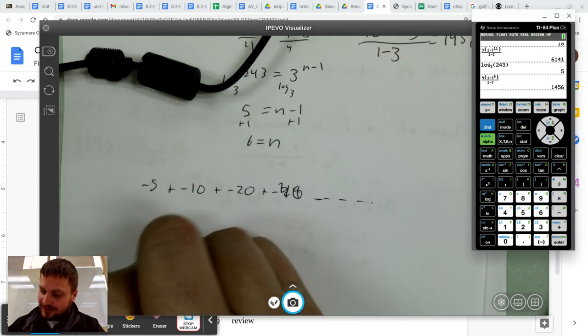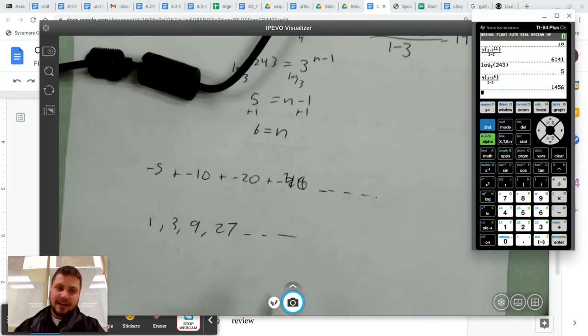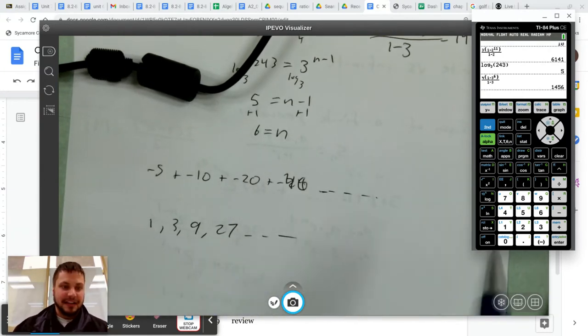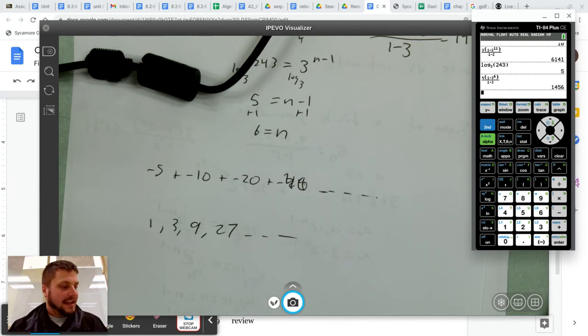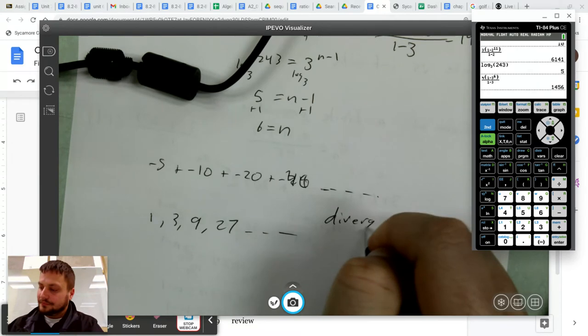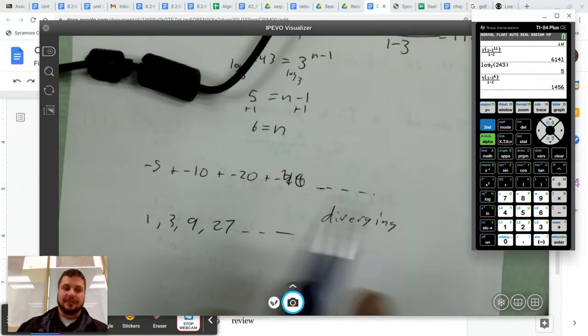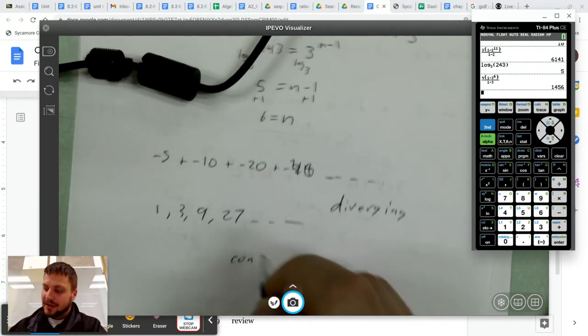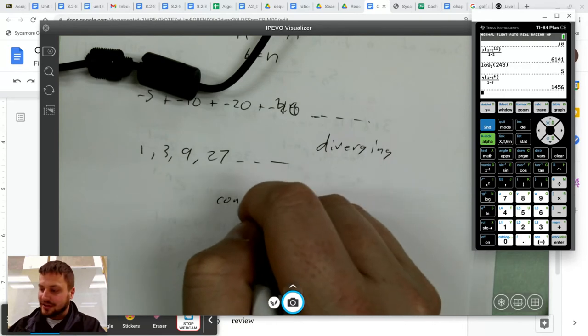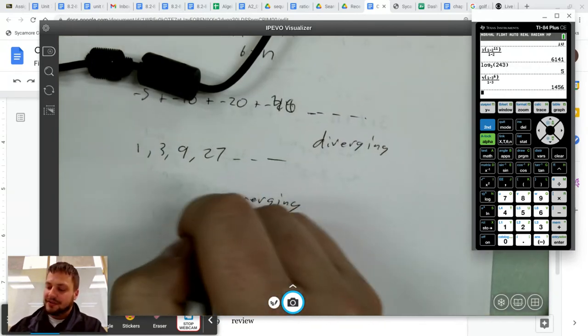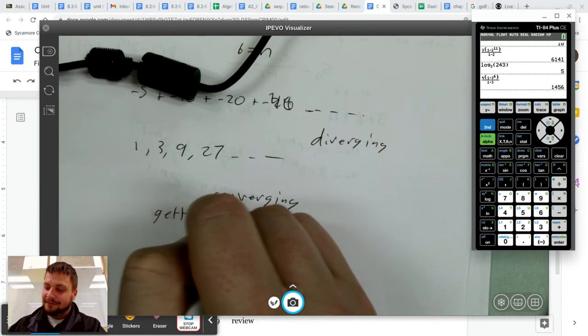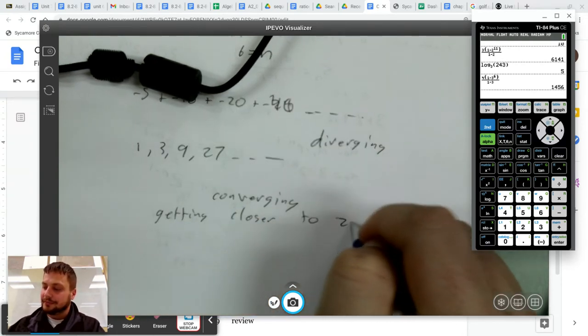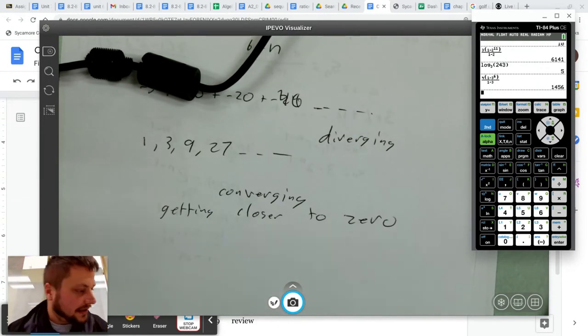Same thing like, let's say, with this. Again, I'm multiplying by 3. The numbers are getting bigger. I'm going to get to infinity. It's going to sum to infinity, okay? So the only time that you can sum, this is what's called diverging. Meaning that it's going away from 0. It's either going towards negative infinity or going towards positive infinity. You can only sum an infinite geometric series that is converging. Converging means that it is getting closer to 0. The series is approaching 0.